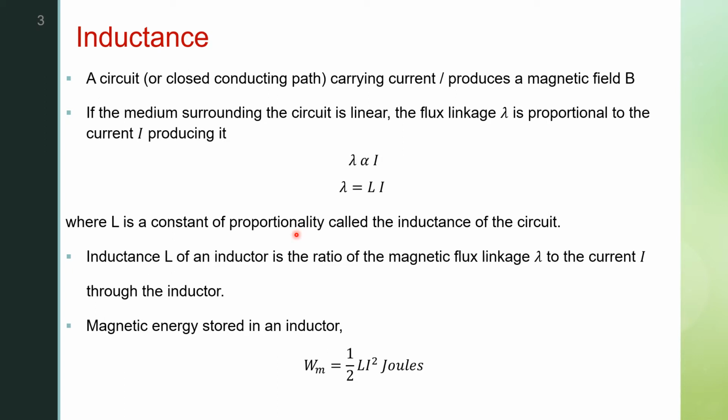A circuit or a part of a circuit that has inductance is called an inductor. Inductance of an inductor is the ratio of magnetic flux linkage to the current producing it. So we can write L in terms of lambda and I as L equal to lambda divided by I, where I is the current through the inductor. The magnetic energy stored in an inductor is equal to half L I square, where L is the inductance and I is the current through the inductor. And energy is measured in the unit joules.